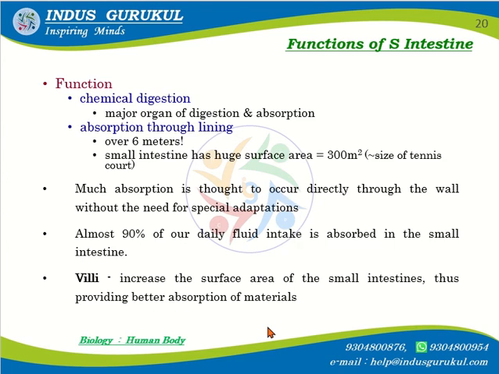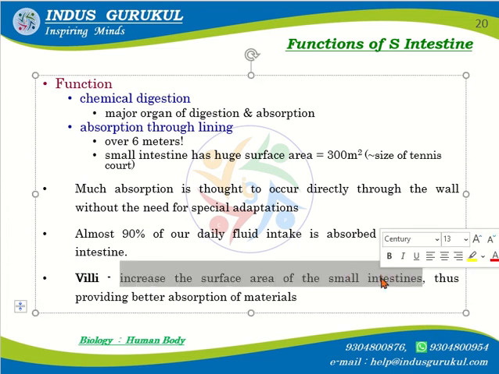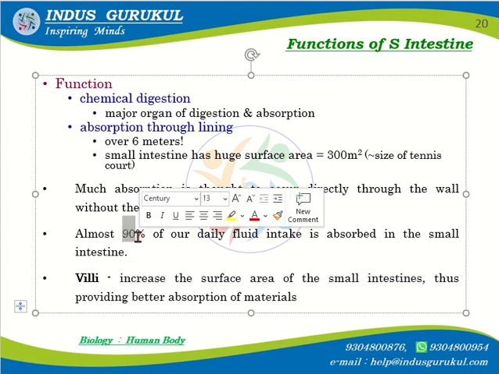Now the function of the small intestine is very clearly absorption, because major absorption happens over here. It's a major organ for digestion and absorption, and it's all over 6 meters long. It has a huge surface area, around 300 square meters. As we mentioned, it can be even the size of a tennis court. Most absorption happens through the walls without any need for special adaptations except the villi, which increase the surface area of the small intestine and thus provide better absorption of materials. And 90% of our daily fluid intake is absorbed in the small intestine. Almost 90%, which is huge.